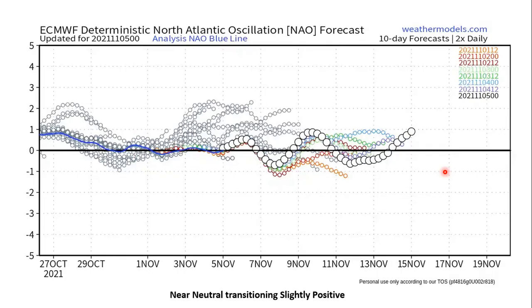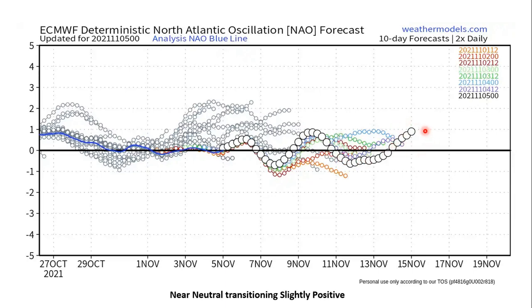So let's take a look at the European deterministic NAO forecast, generally showing a fairly neutral NAO for today's date, the 5th of November. And there's a lot of ups and downs with this, right? So if you look at the overall tendency of this, generally we have near neutral conditions if it averages out through the 11th of November, then becoming slightly positive here towards the middle of November.